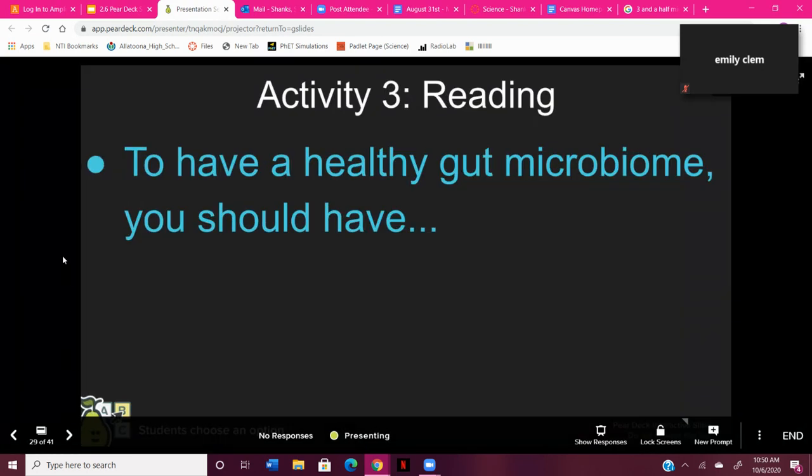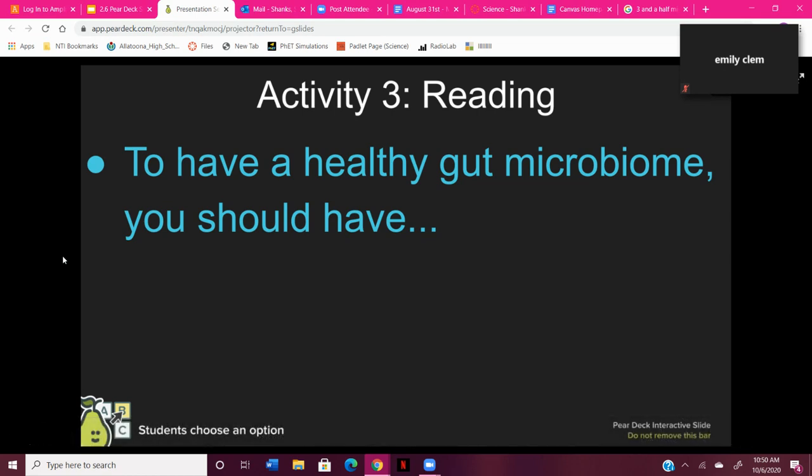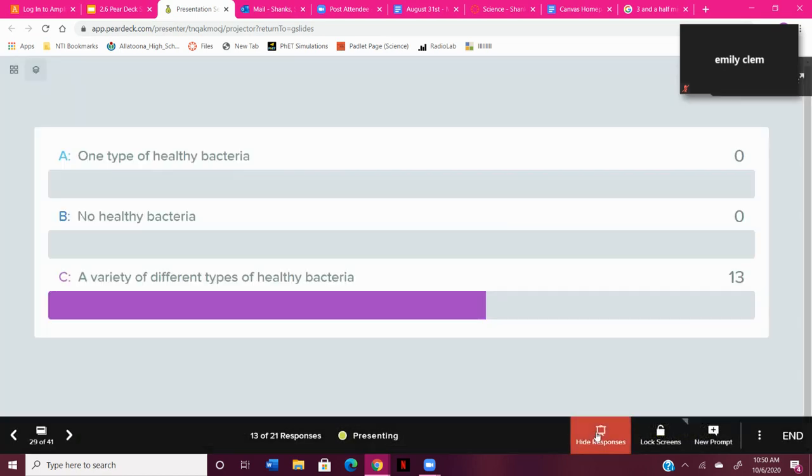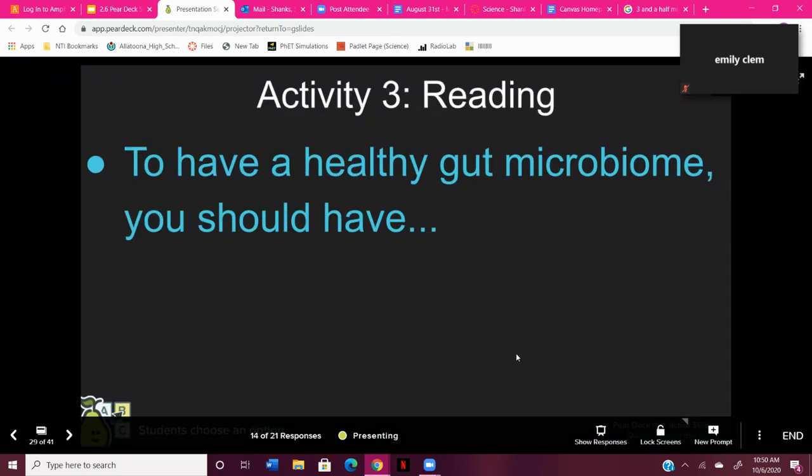All right, to have a healthy gut microbiome, you should have what? This is a multiple choice response. Okay, to have a healthy gut microbiome, what should you have in your gut? There's only 3 choices here. I'm going to show some responses. Perfect. Why would you want to have no healthy bacteria? The question literally says to have a healthy gut microbiome.